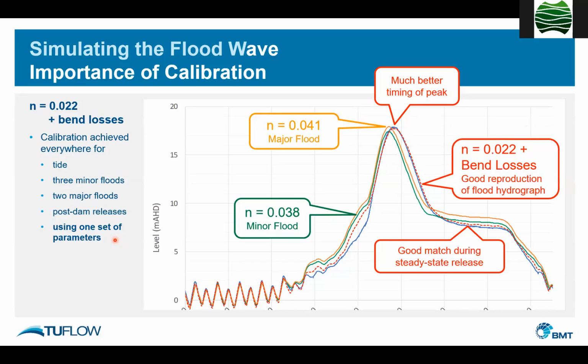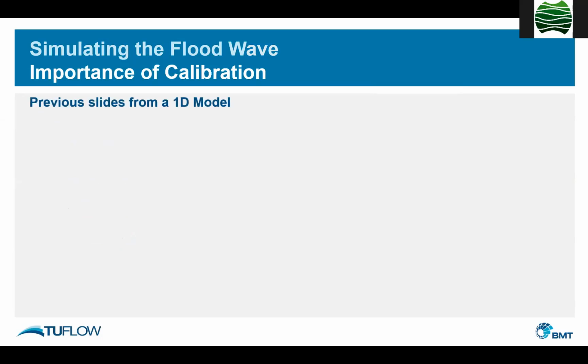Whereas just using Manning's N, we're looking at having different Manning's N values, not as good a calibration. And suddenly Manning's N becomes a function of flood size, which is an issue for other reasons. So yeah, it was a big tick. We are very pleased with how that came about. But it does really show the importance of calibration. And also of interest is that those previous slides were from a 1D only model.